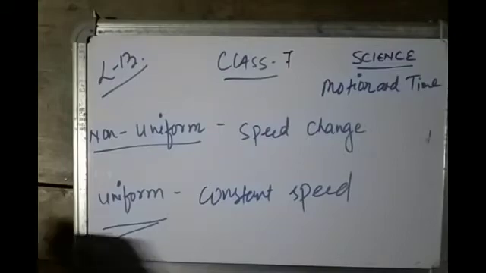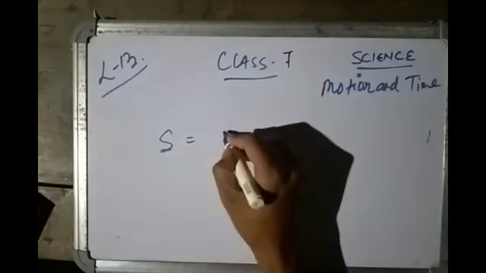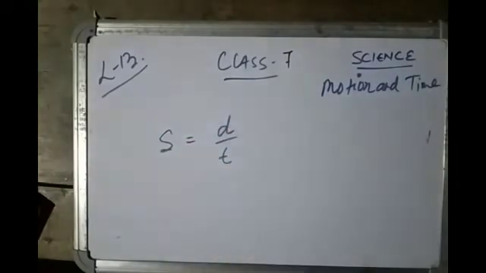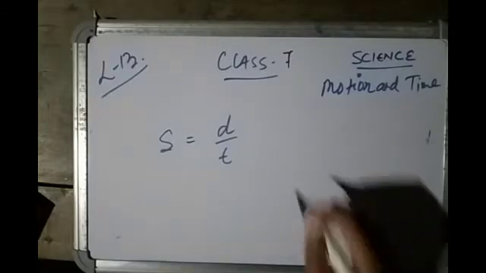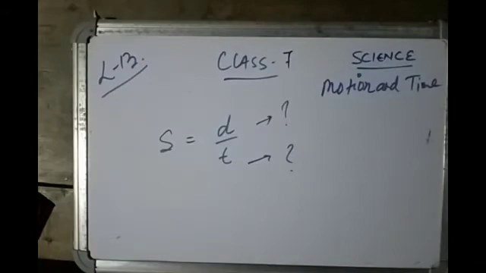Now, as we have learned the formula of speed, which is distance by time, the question is, in order to find the speed, we need to know the value of distance and the value of time. We need to measure distance and time, and we should have the knowledge of how to measure distance and how to measure time.